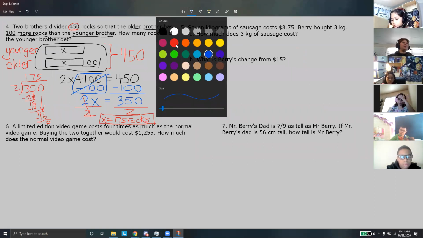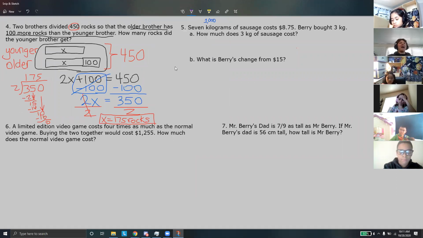Well, I can actually write this as an equation, and I'm going to use the variable S for sausage. So 7 kilograms of sausage cost $8.75. So if I go 7 kilograms, or 7 times S, that's what I'll do. 7 times S, because every kilogram of sausage is equal to an S. I'll write that here. S equals 1 kilogram of sausage.